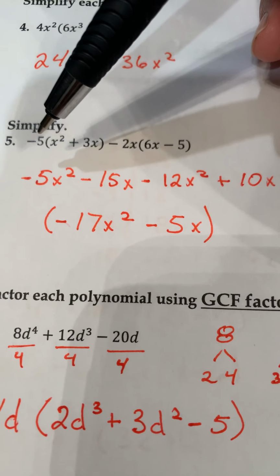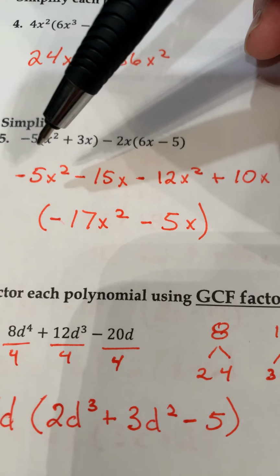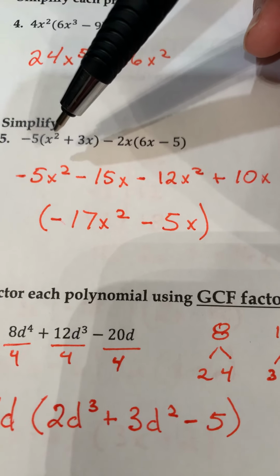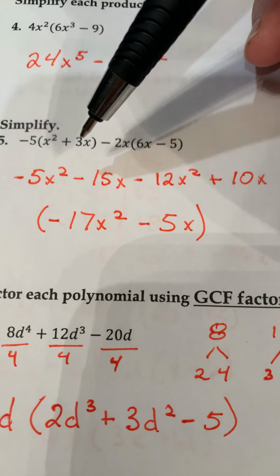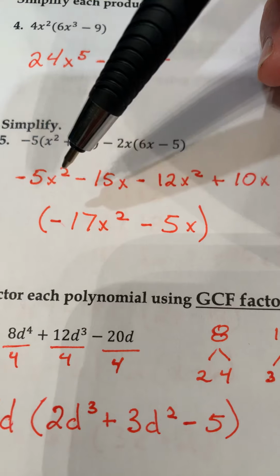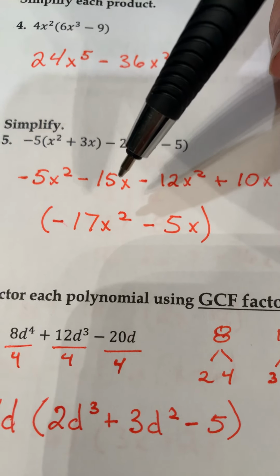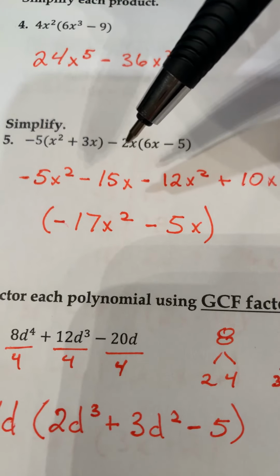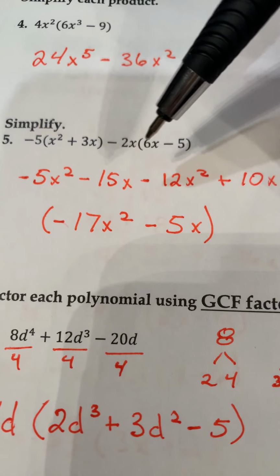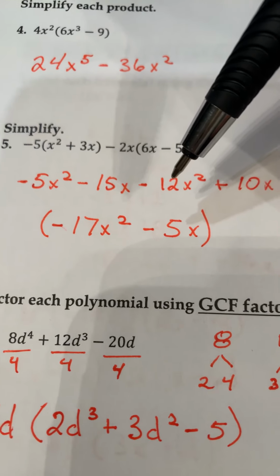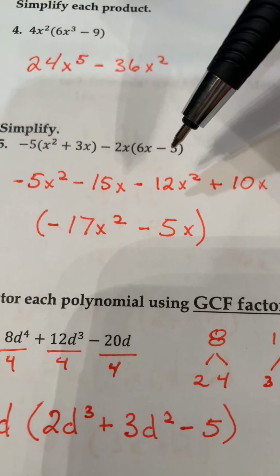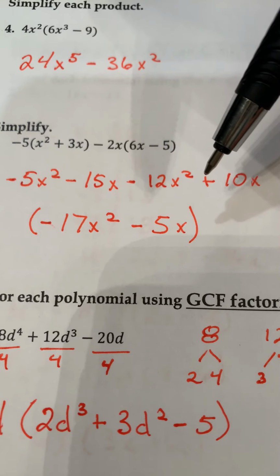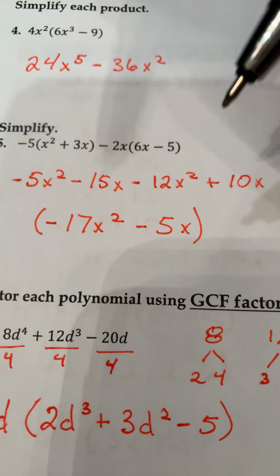Here you multiply out to simplify, so you times 5 by the x squared, and then times a negative 5 times the 3x, which equals the 5x squared minus 15x. And then you multiply the 2x and the 6x, which gives you a minus 12x squared. And then the minus 2 times 5 is a positive 10x.